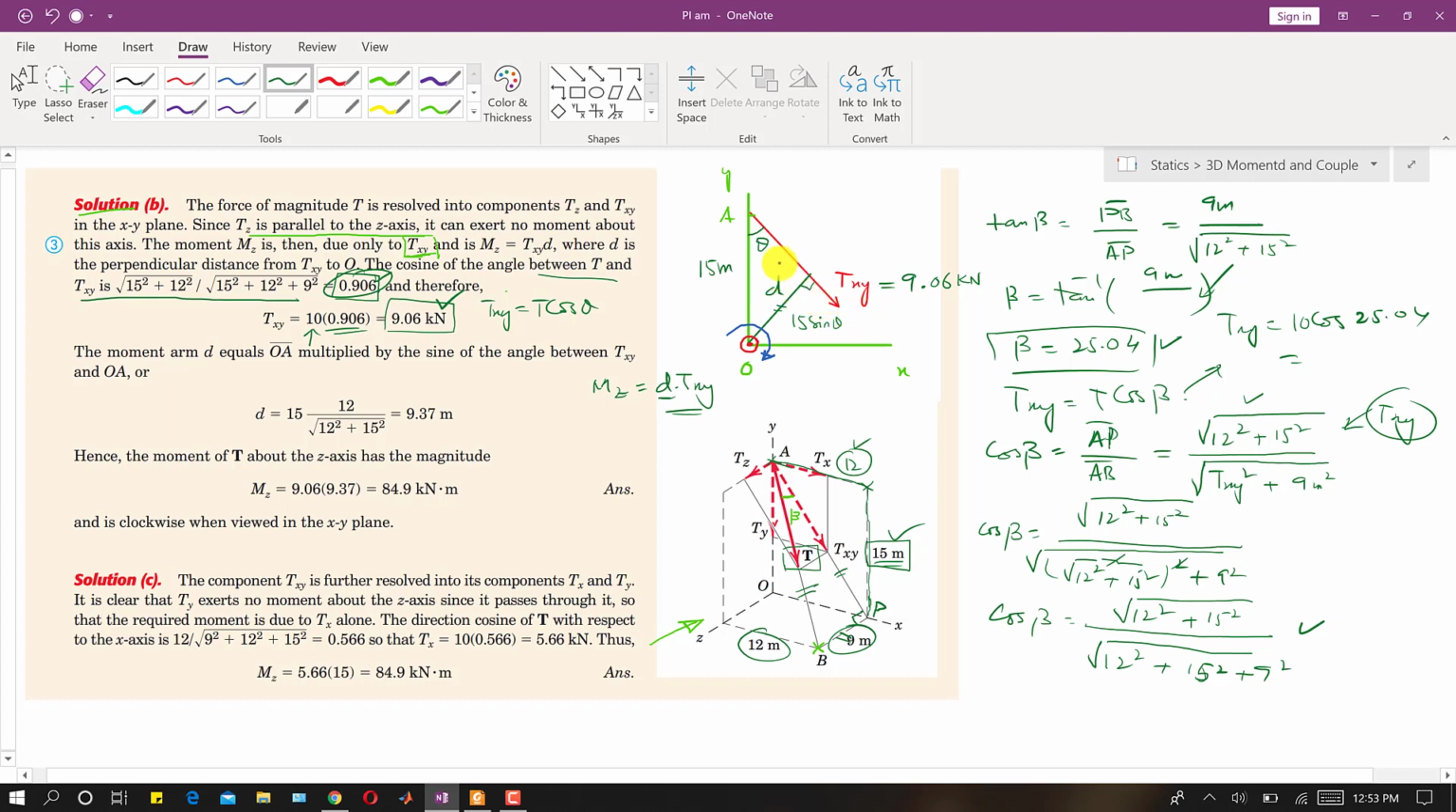So now first we need to determine this theta. Now if I extend this Txy, if I extend the line of action of this Txy, which point will we reach? We will reach this point P. So I can write that this is point P. So now we know this distance. This OP distance from this 3D diagram is 12 meters. So I can write 12 meters, right?